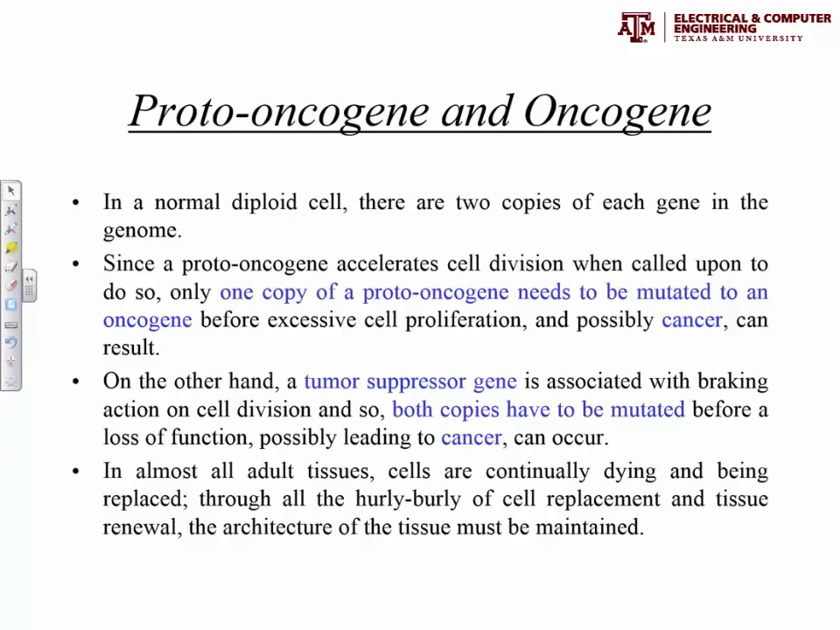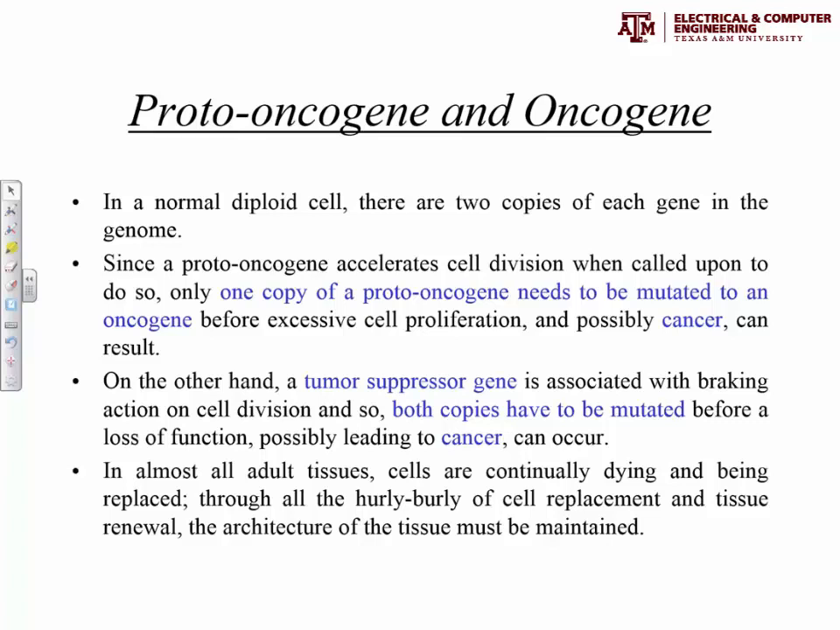So in a normal diploid cell, that means 2 copies of each gene or each chromosome, right? Since a proto-oncogene accelerates cell division when called upon to do so, only 1 copy of a proto-oncogene needs to be mutated to an oncogene before excessive cell proliferation and possibly cancer can result. On the other hand, a tumor suppressor gene is like a brake on cell division. So both the brakes have to fail, right? So a tumor suppressor gene is associated with braking action on cell division, and so both copies have to be mutated before a loss of function, possibly leading to cancer, can occur, right? So if one parent gave you a defective P53, you probably still have some way to go, because the other one has yet to get messed up.